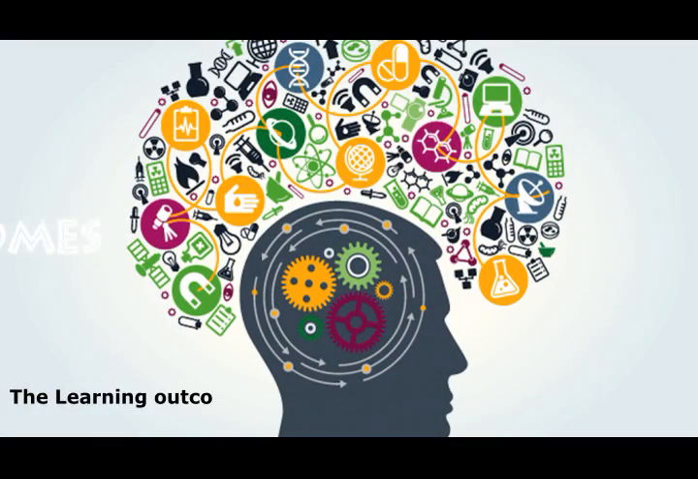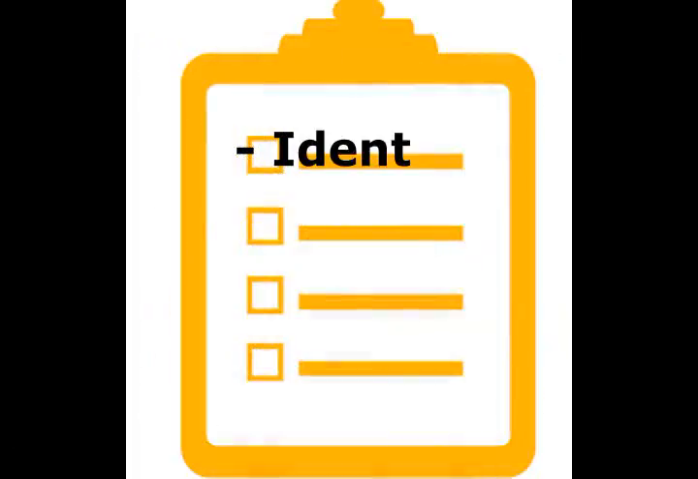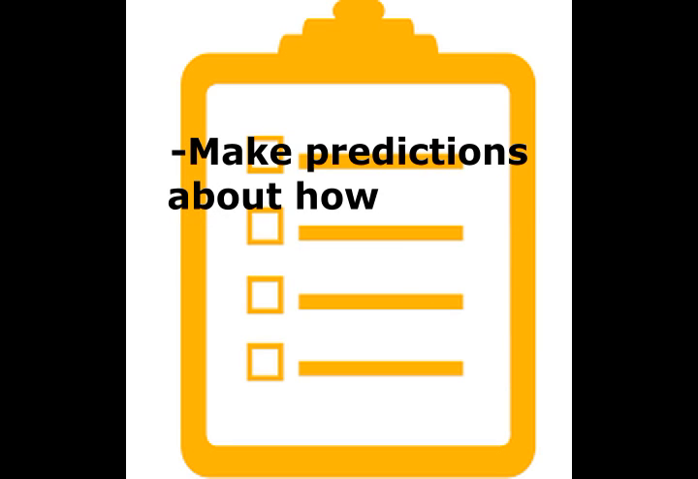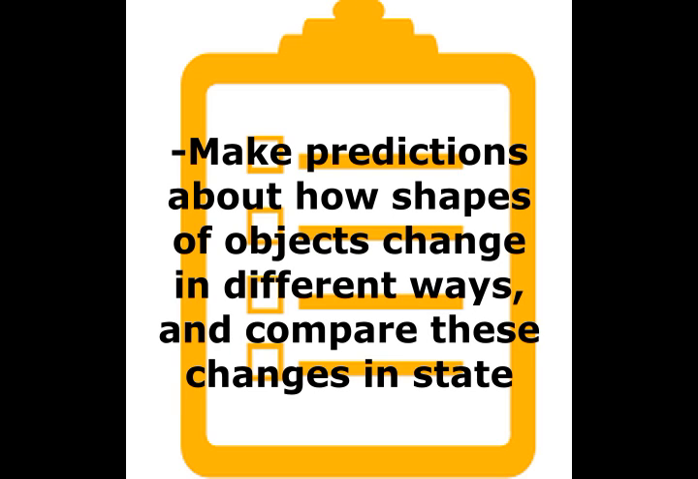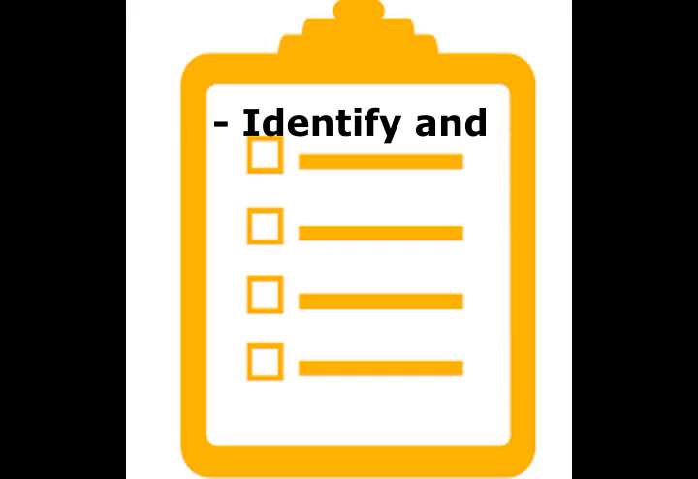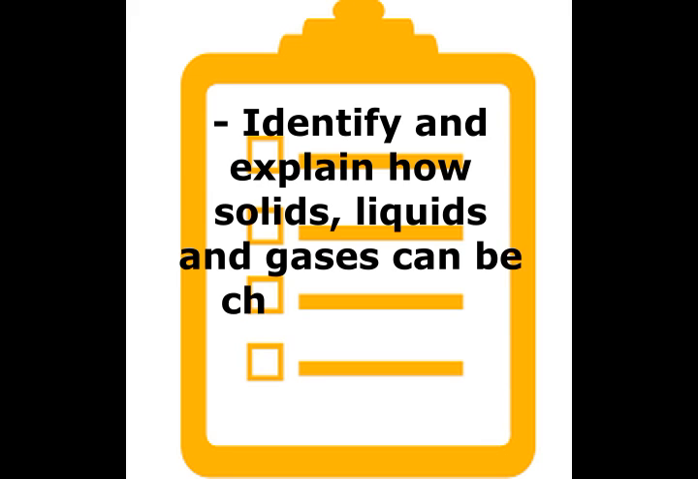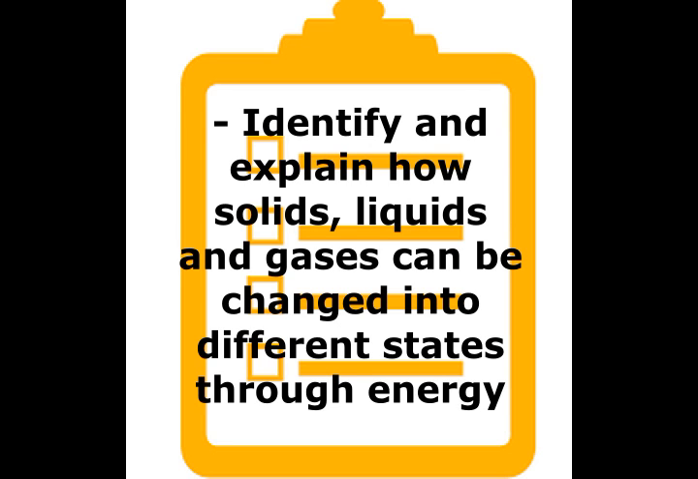There are many learning outcomes that are identified when students are being taught about the physical changes in everyday materials. The students will be able to identify the different states of matter, solids, liquids, and gases. Students will also make predictions about how shapes of objects change in different ways and compare these physical changes to their original state. Finally, through observation, they will be able to identify and explain how we can change solids, liquids, gases, and other everyday materials into different states by bending, stretching, heating, and cooling.